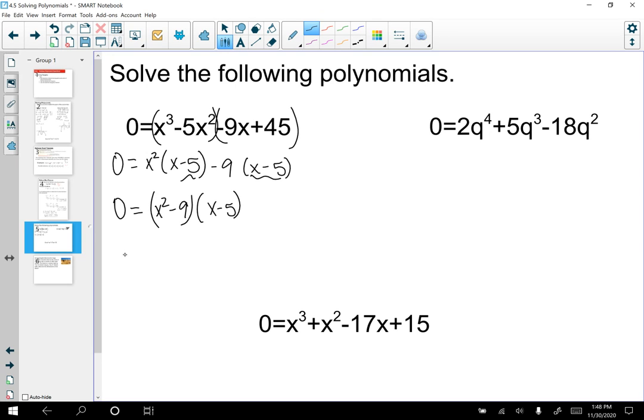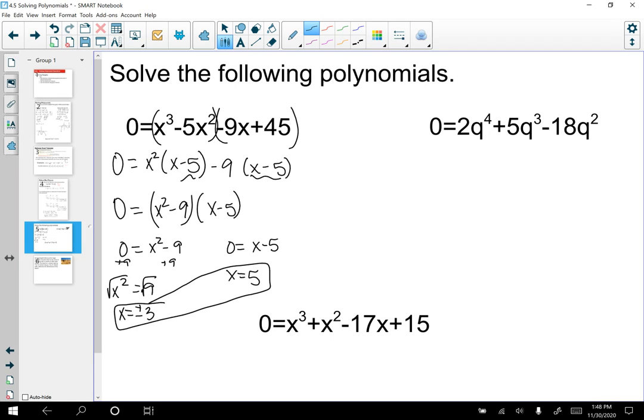And now I set both of these equal to 0. And I get, add over my 9, take the square root, x equals plus or minus 3, and x equals 5. Right? Recognize it was a cubic function, so I have 3 answers.